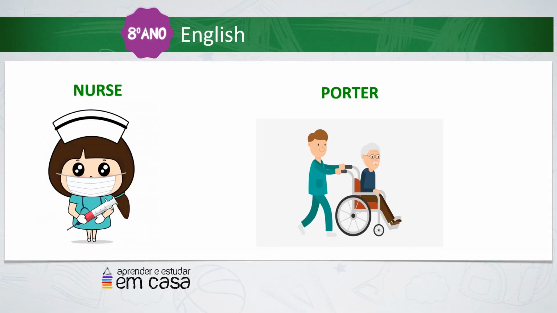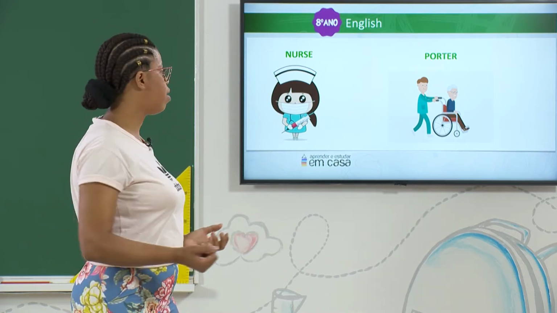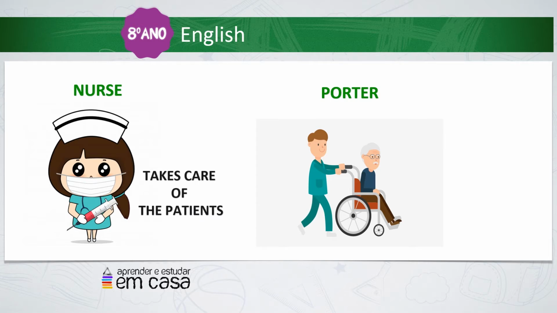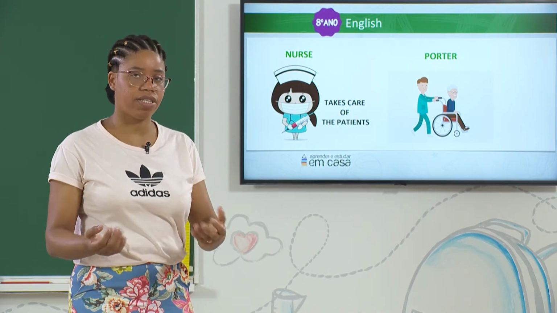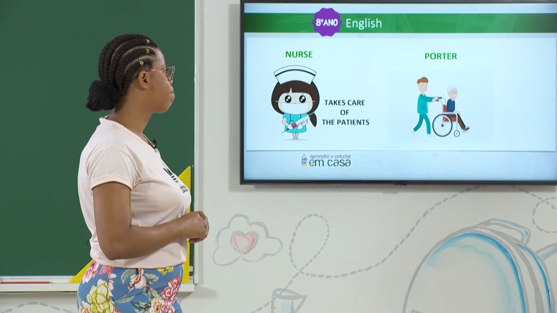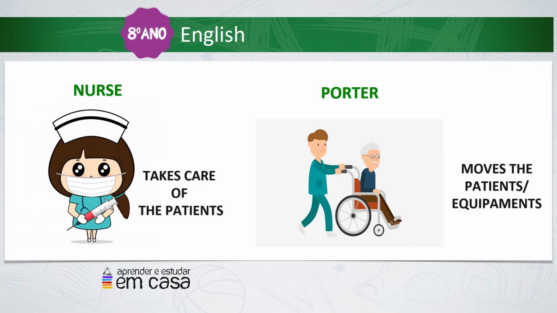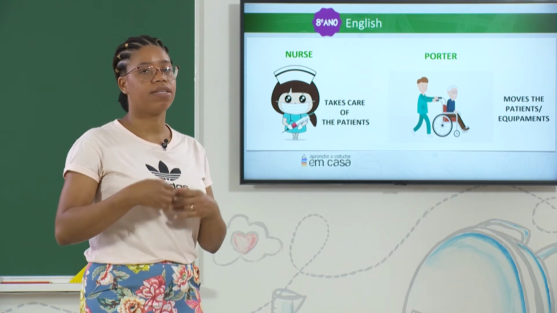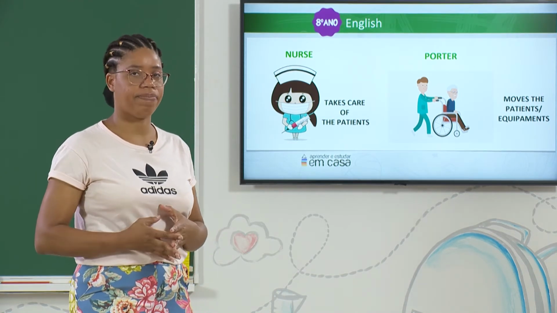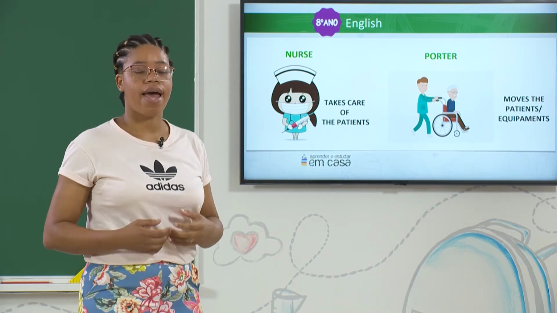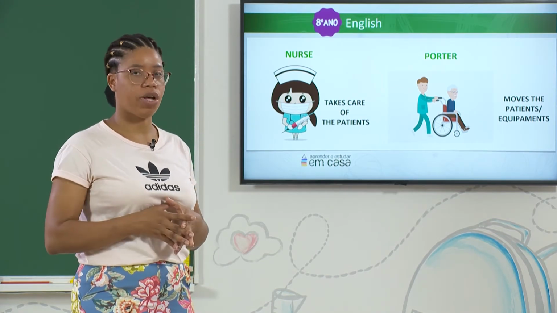Let's see now what we have. This is a nurse. Who is a nurse? A nurse is the person, who can be a woman or a man, that takes care of the patient and helps the patient when they are at the hospital, okay? That is a porter. Who is a porter? A porter can be a woman or a man that cares for the patient or for the equipment in the hospital. Okay? When the patients are unable to walk, the porter helps them and moves them around the hospital.